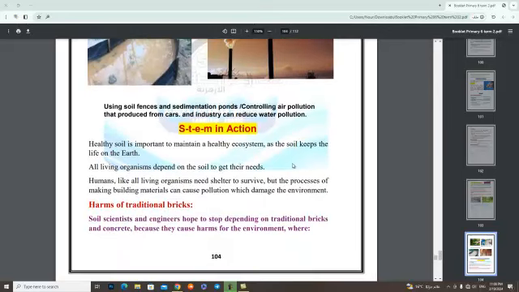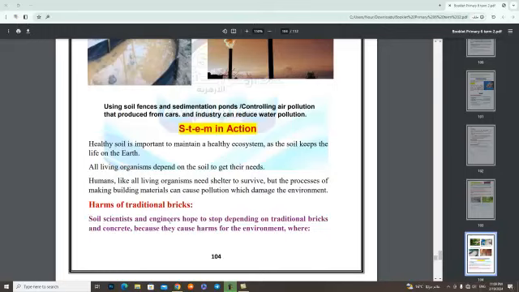STEM in action. Healthy soil is important to maintain a healthy ecosystem, as the soil keeps the life of the earth. All living organisms depend on the soil to get their needs. Humans, like all living organisms, need shelter to survive, but the processes of making building materials can cause pollution which damages the environment. Harms of traditional bricks.